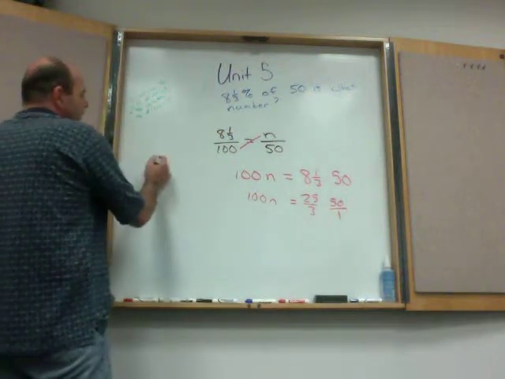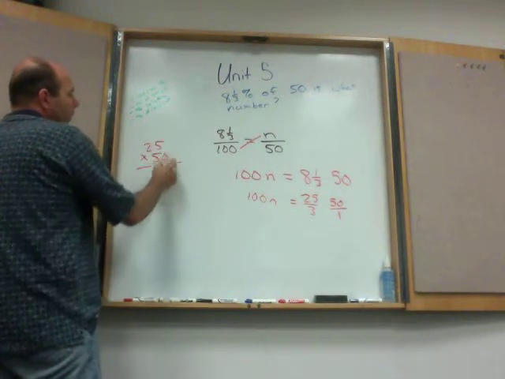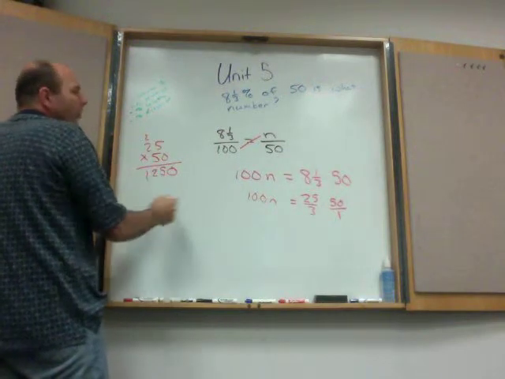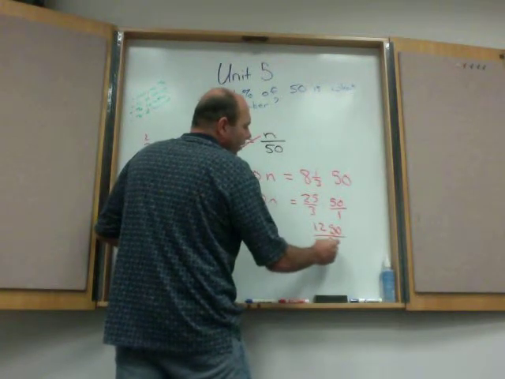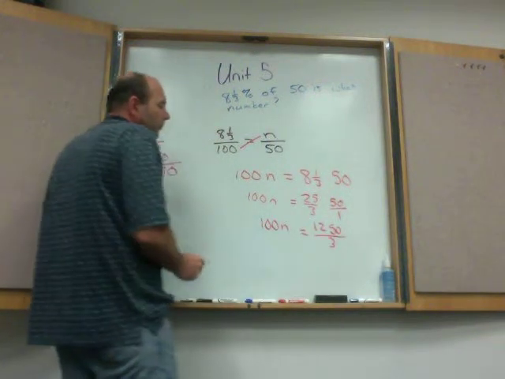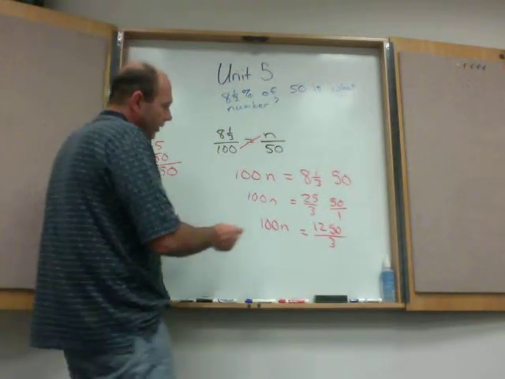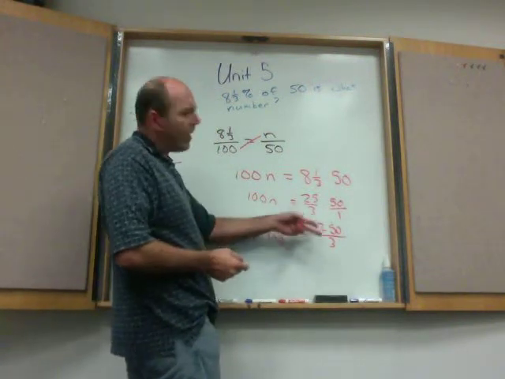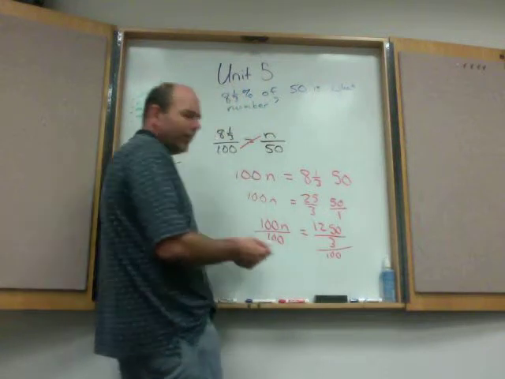50 times 25, let me work that off to the side. 0, 5, carry a 2. 2 times 5 is 10, plus 2 is 12. So I end up with 1,250 over 3 is equal to 100n. At this time, I'm going to divide both sides by 100. And I'm going to set it up a little bit differently on this side so it doesn't look like a complex fraction. I could just divide by 100, but that does become a little bit complex.